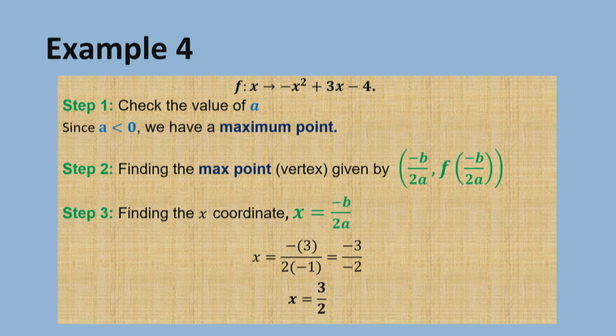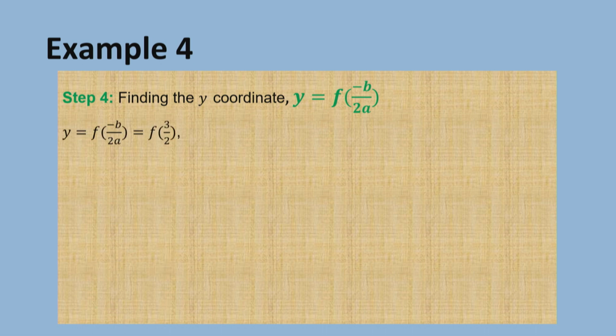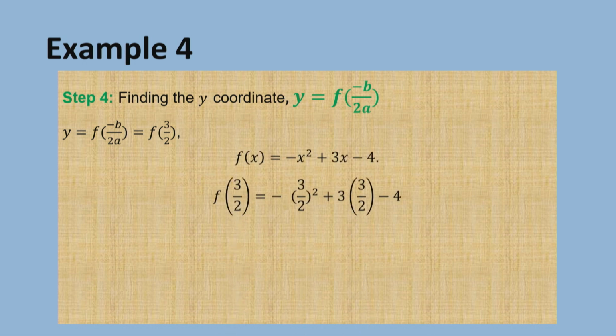Now we move to the y coordinate. So how do we do it? You just need to replace. So that will be f of 3 over 2. And f of 3 over 2 will be negative. Just be careful here. You had negative x squared. So that will be negative 3 over 2 to the square. Remember the brackets. Plus 3 times 3 over 2 minus 4.